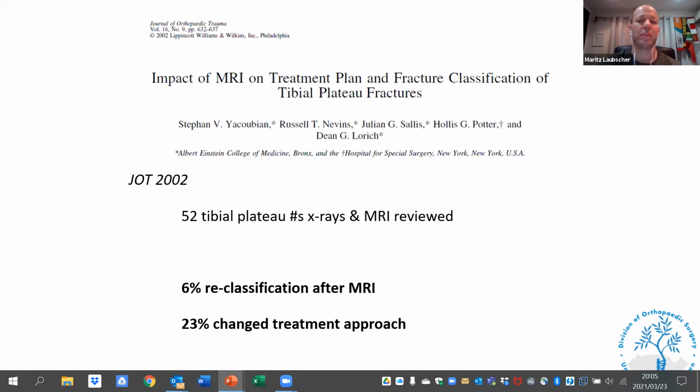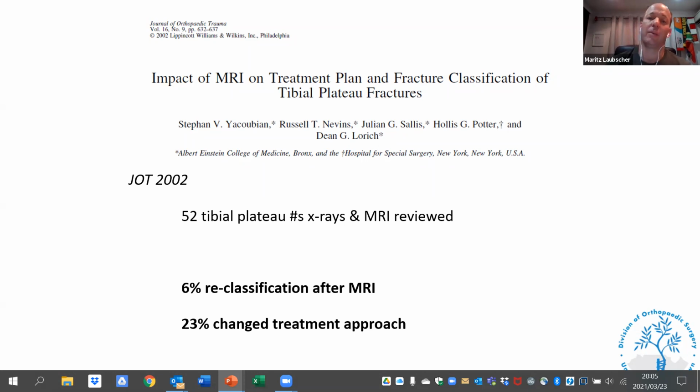So this is a paper that made everyone worry, where they looked at MRI scans of every tibial plateau fracture, looking for associated injuries, and the surgeons here said that they changed their approach after looking at the MRI scan in 23% of cases. So when I was a reg, Prof. Roche was always worried that we were missing lots of associated injuries that need to be addressed by not MRIing tibial plateau fractures.